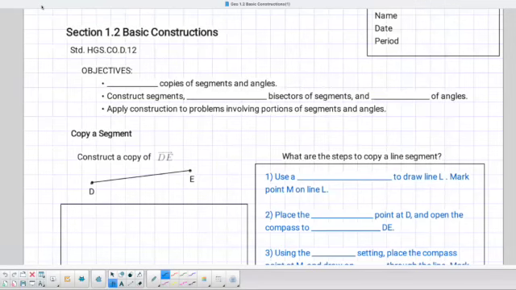Today's lesson is section 1.2, basic construction. Go ahead and write your name, date, and period.